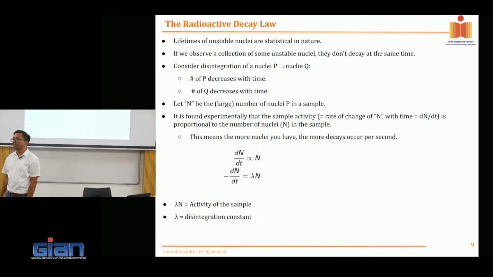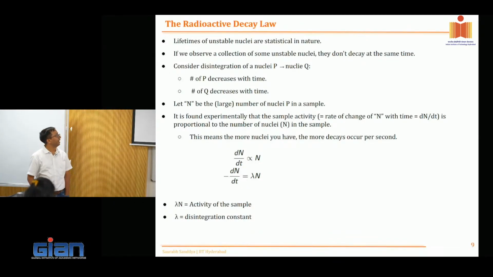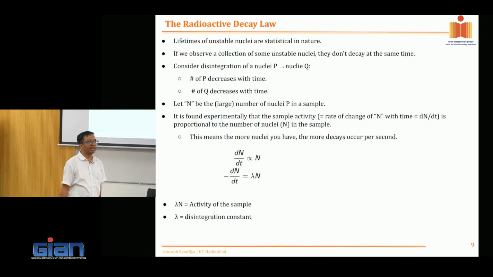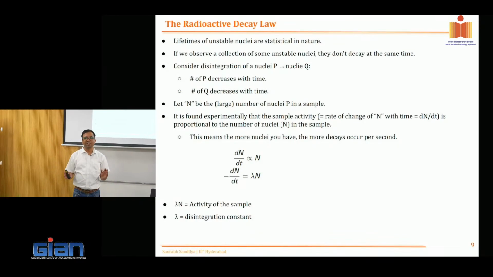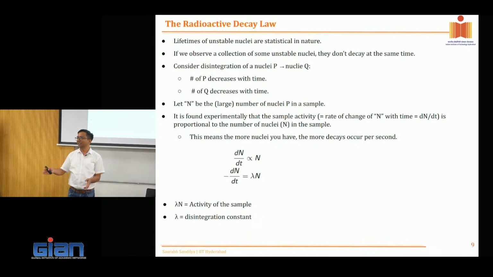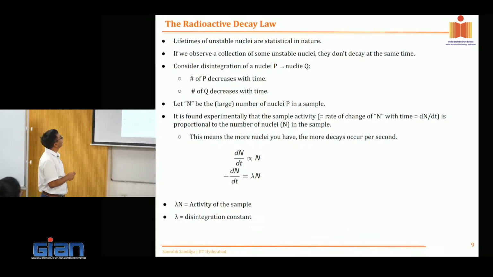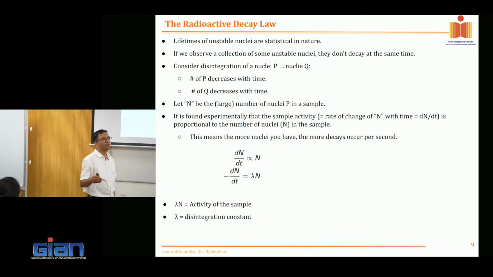As I mentioned, the lifetimes of unstable nuclei are statistical in nature. If you observe a collection of unstable nuclei, they don't decay at the same time. It's not exactly that you will see it become one half; there are some fluctuations within the uncertainties. So now we try to derive the decay law. A nucleus P disintegrates to a nucleus Q, P becomes Q. The number of P decreases with time, and the number of Q increases with time.